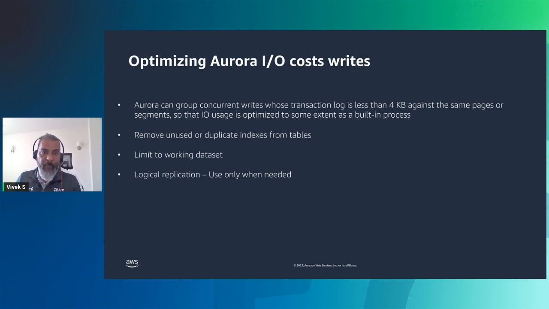When you set up logical replication, it will generate database log files, such as WAL files or binlog files in the case of PostgreSQL or MySQL. So make sure to use logical replication only when it is needed, because when you enable it, it will generate write IOs as it starts writing those WAL and binlog files.